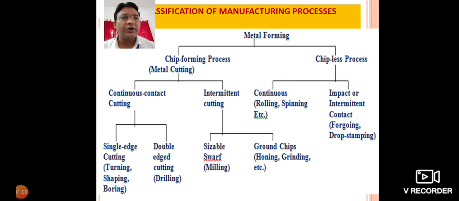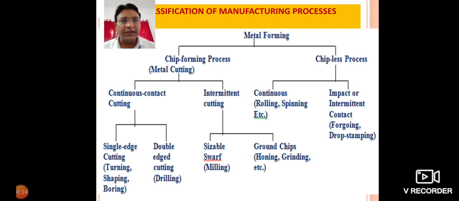Now there are continuous contact and intermittent cutting. So here are the examples. You can see single edge: turning, shaping, boring. Double edge: drilling. I'll show you in detail what drilling is. Drilling is an operation wherein a drill is inserted in a particular tool and moved. Single edge means the cutting tool has only one edge. Shaping means the shaper has only one cutting edge, and the same is true of boring.